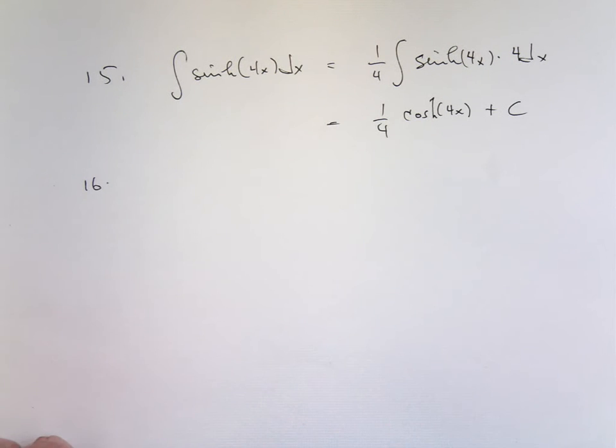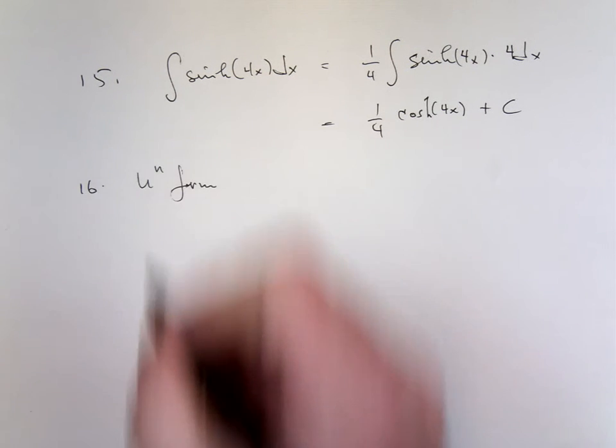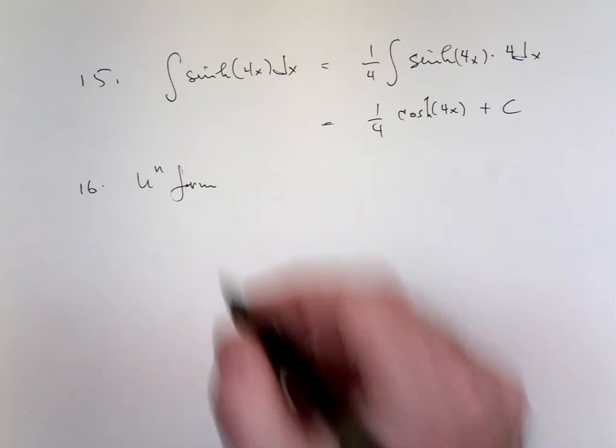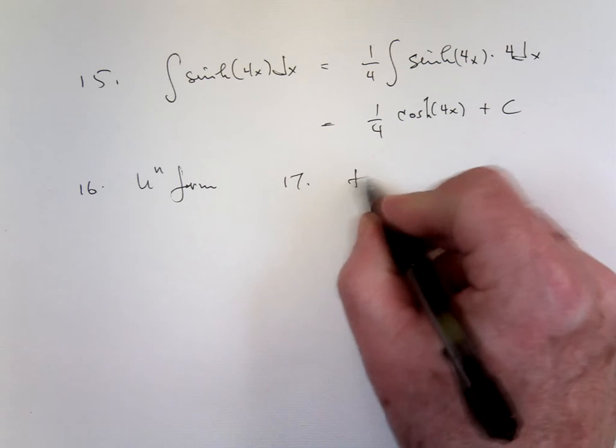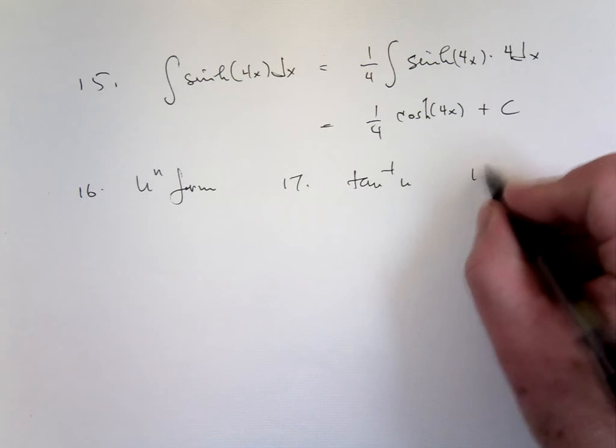16. Give the integration form. What is 16? A u to the n form, where u is the 1 minus x squared inside that square root. If you didn't have the x on top, it'd be an inverse sine form, but because you have that x, it's a u to the n form. 17, inverse tangent form. 18, arc sine or inverse sine form.